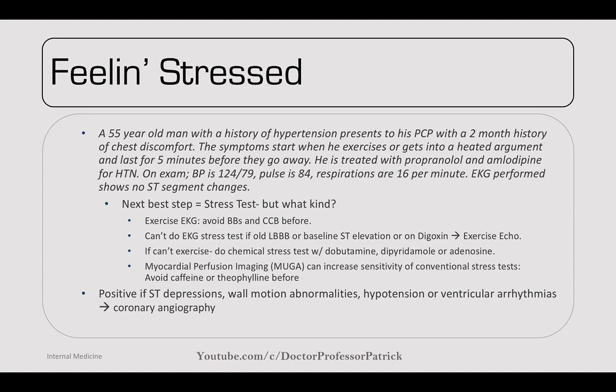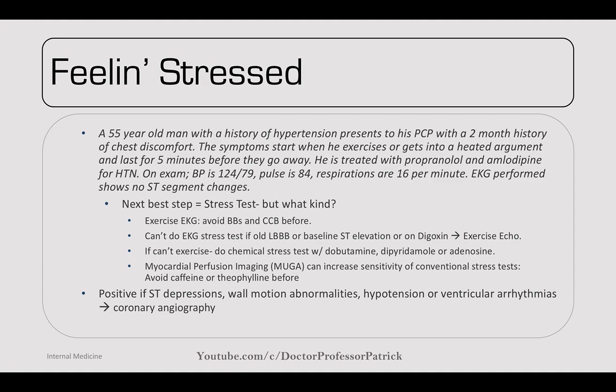On exam, his BP is normal, his pulse is fine, his respirations are 16, and EKG shows no ST segment changes. So your next best step is to do a stress test. But what kind? So you can do an exercise EKG. You would want to avoid beta blockers and calcium channel blockers before because they can interact with the EKG findings.